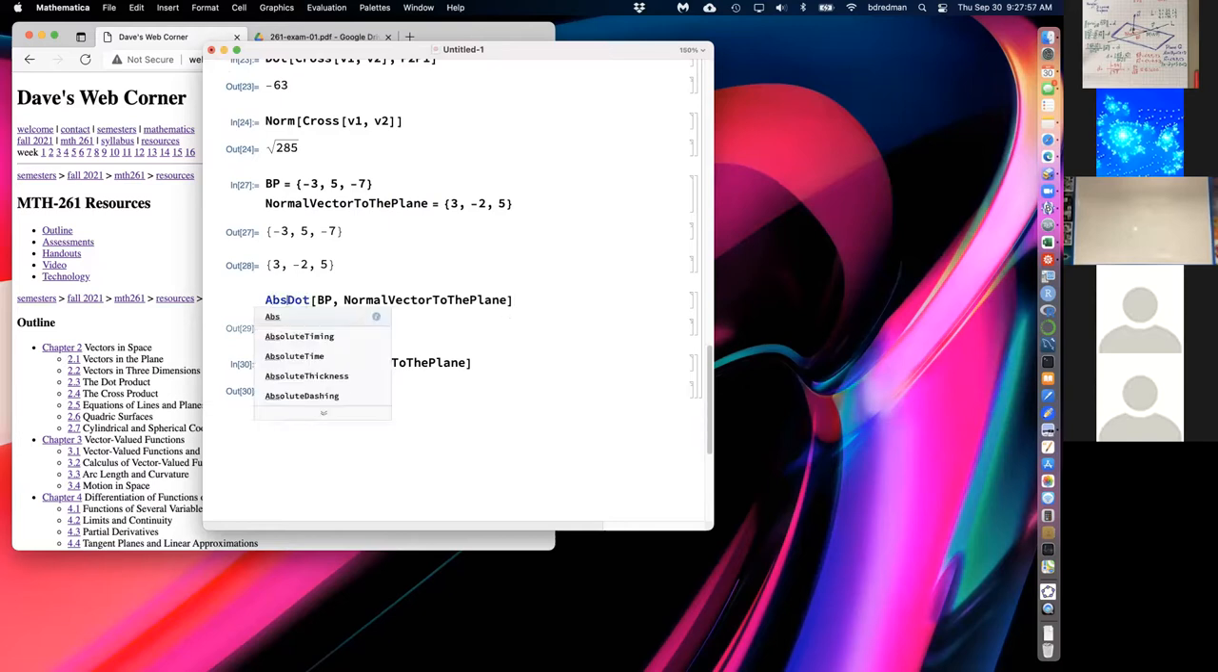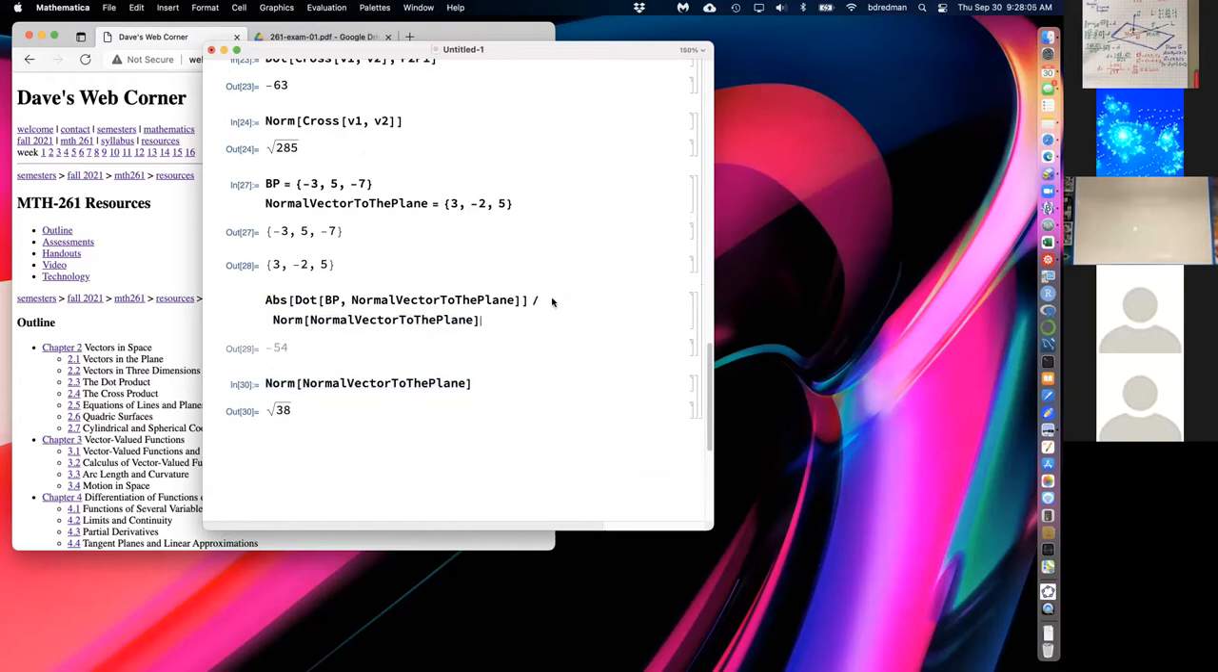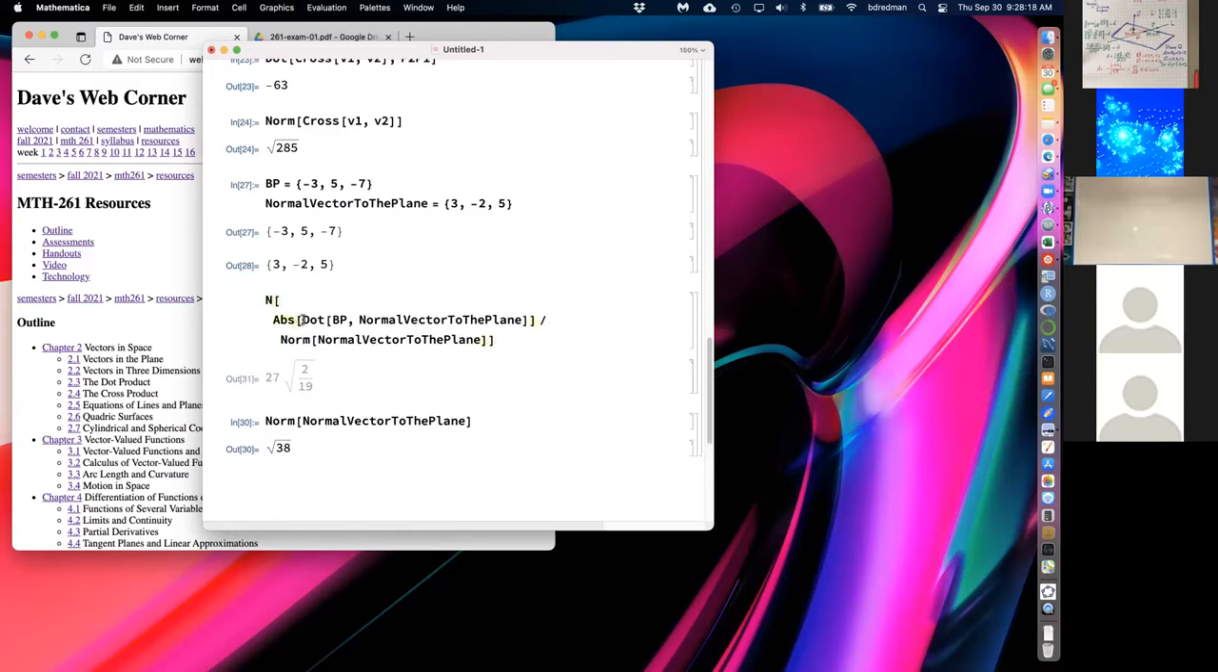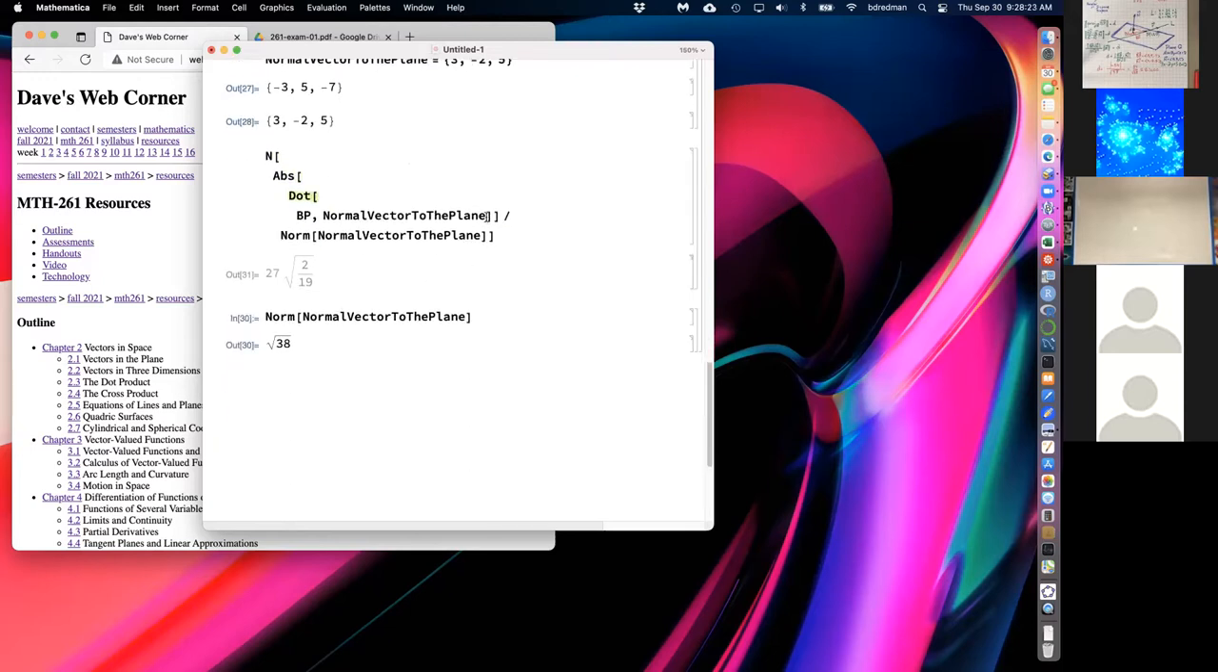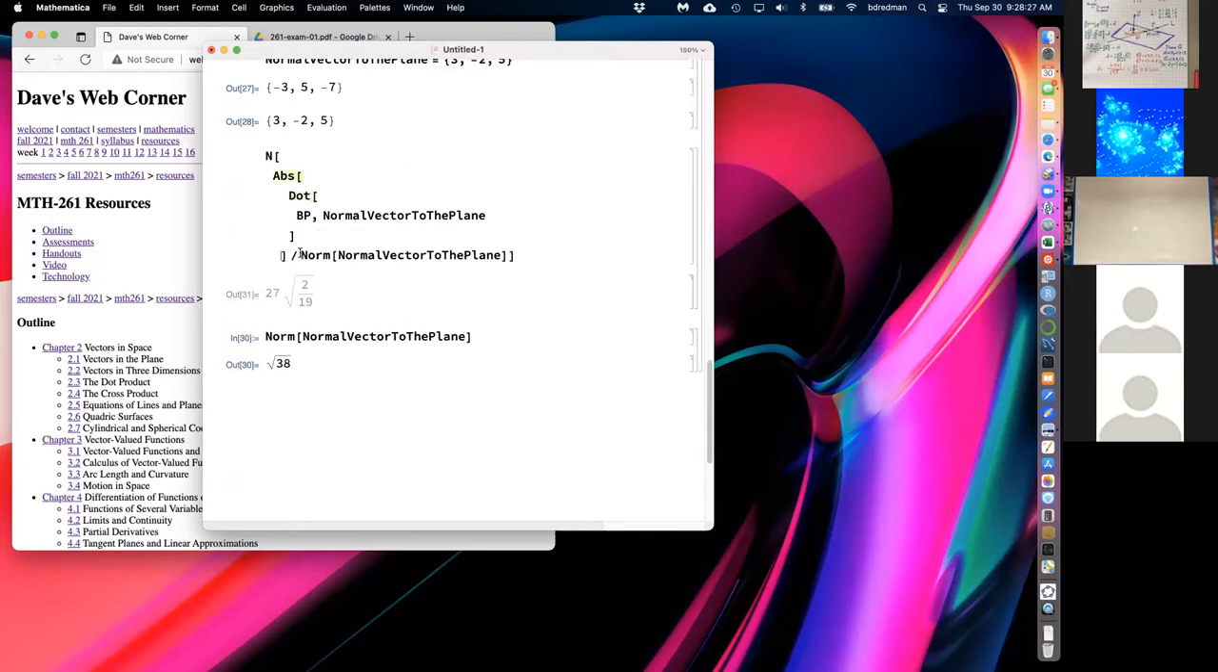So let me wrap an absolute value around this. Remember, it's only as good as my input, right? I'm assuming I have all these vectors correct. There's the actual answer. And then let me wrap an N around it. Give me a numerical approximation. Now I'll unpack this. Way too much, just so you can see every line of what I'm doing.